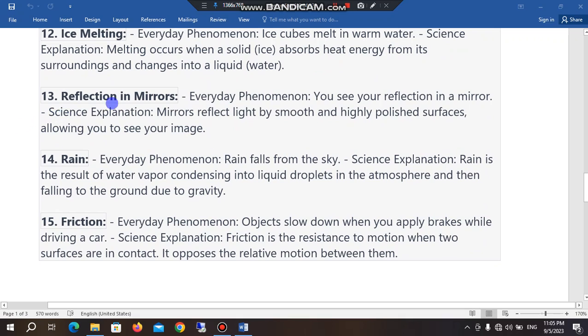Point number 13, reflection in mirrors. Everyday phenomenon. You see your reflection in a mirror. Science explanation. Mirrors reflect light by a smooth and highly polished surface.